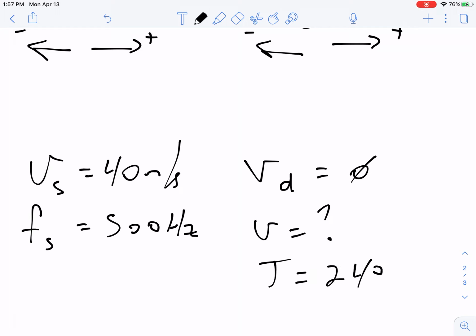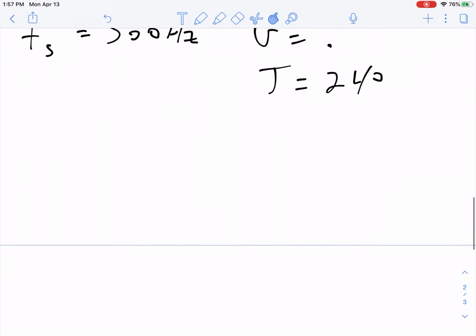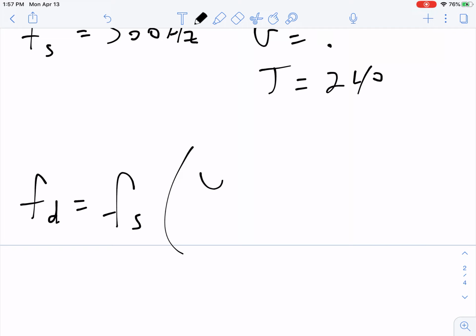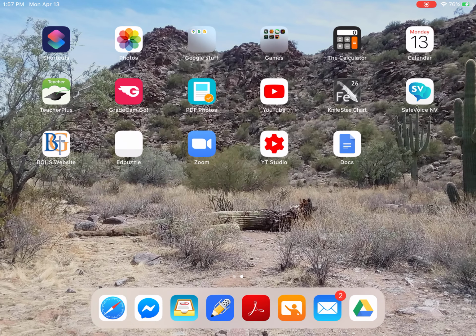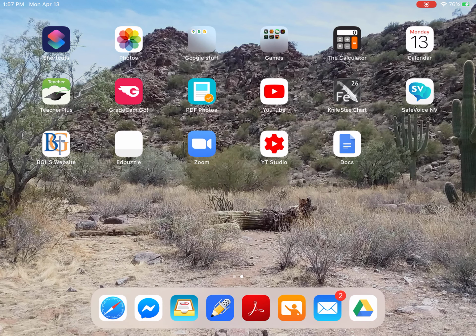All right, so we're going to use our fancy equation. The frequency heard by the detector is the frequency emitted by the source, times the velocity of sound minus the velocity of detector, over the velocity of sound minus the velocity of source. All right, the velocity of sound. Well, we don't know that right now. We're going to need to look up an equation for that because they told us that 24 degrees thing. If you're not told anything about the velocity of sound, 343 meters per second is just perfect for it.